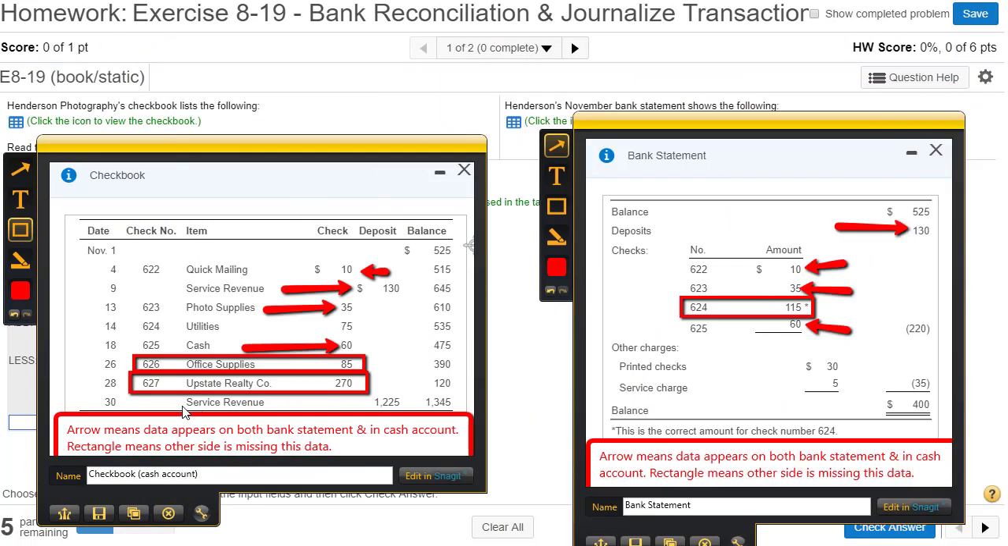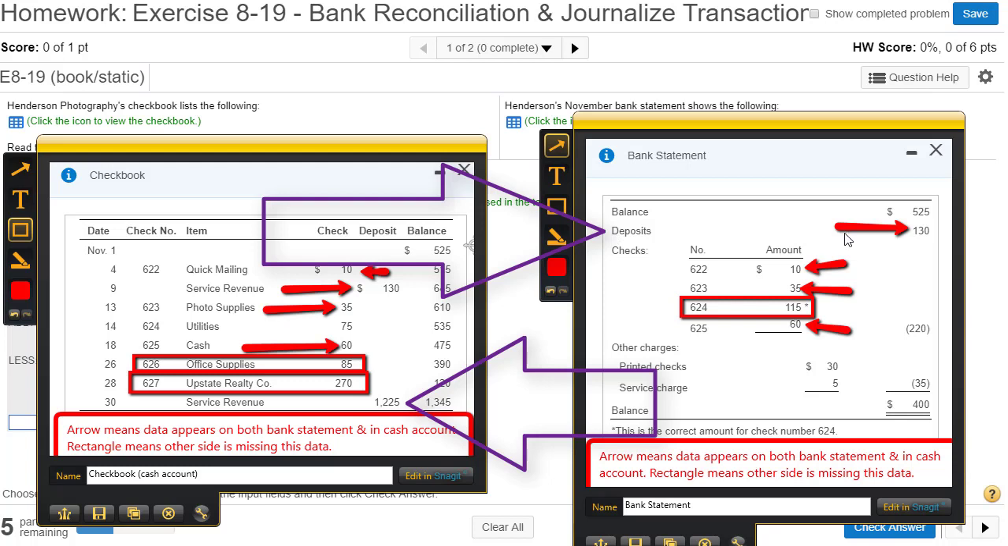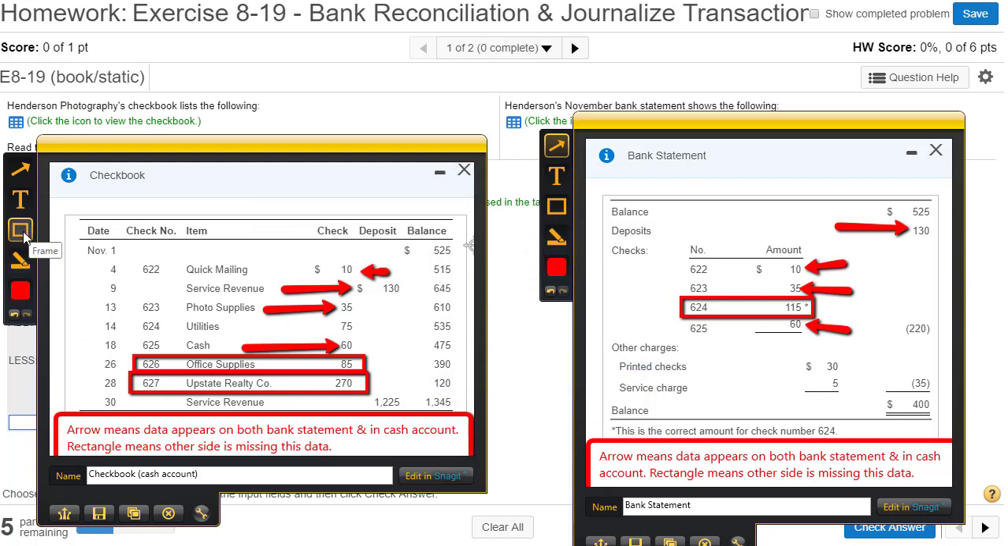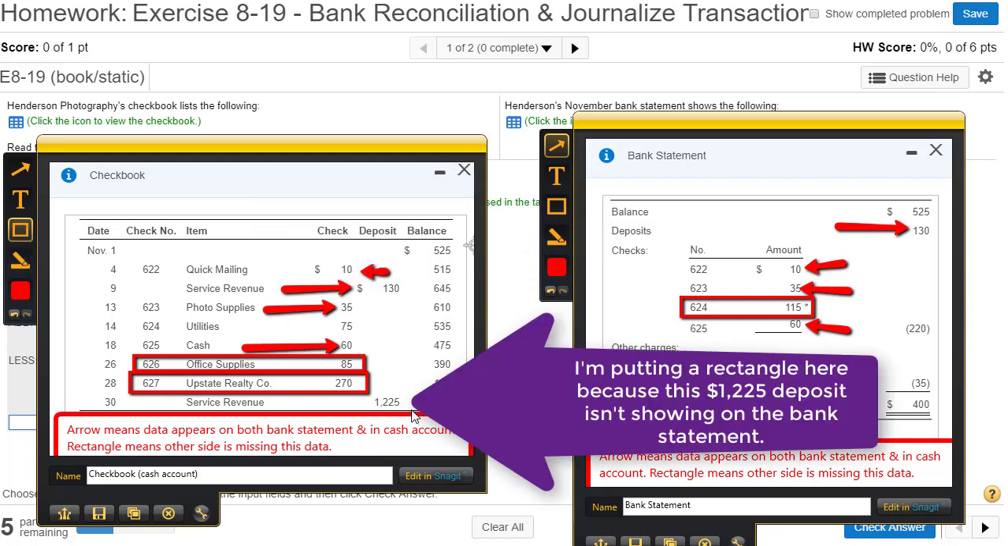And then our last one is we've got service revenue. Looks like it's a deposit for $1,225. So in our records, we got some revenue. We recorded it as cash going up. That's what a deposit means. And do we have a $1,225 deposit over here? So here's the deposit section. The only deposit is we got a $130 deposit from earlier. So let's go back here. We're going to put a rectangle around this.